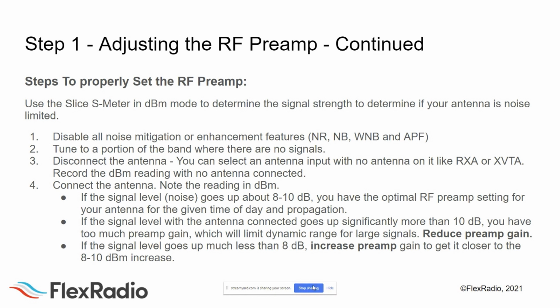If the signal level at the antenna connector goes up significantly by more than 10 dB, you have too much gain. You need to reduce your RF preamp gain. If the signal goes up by much less than 8 dB, then you need more gain. So, like I said, you just play around with the gain settings on the RF gain until you hit that 8 to 10 dB difference between the antenna being connected and disconnected.